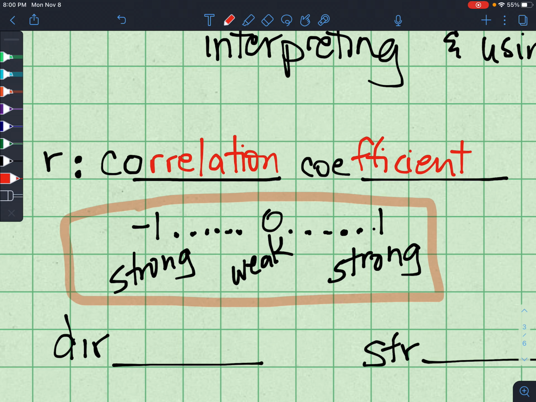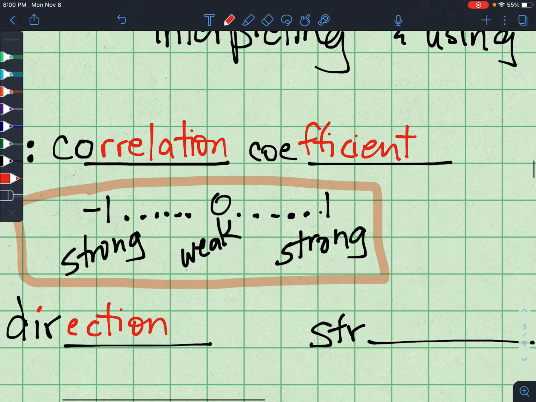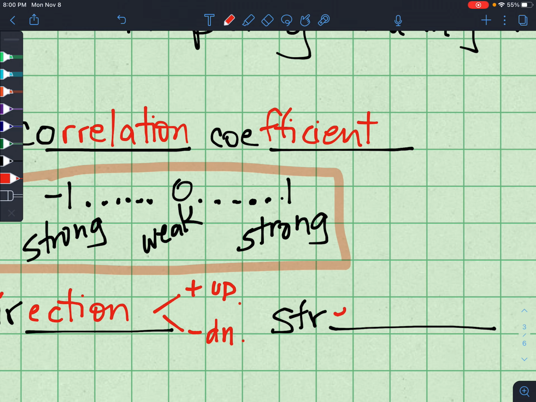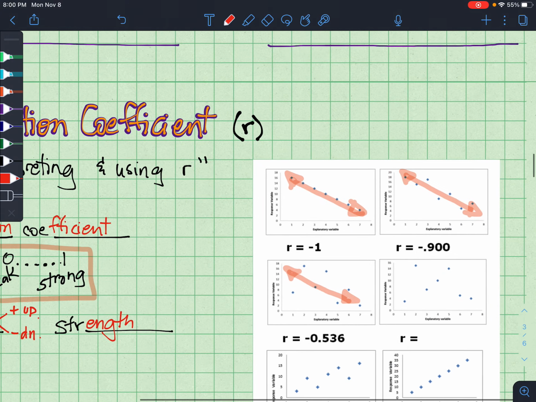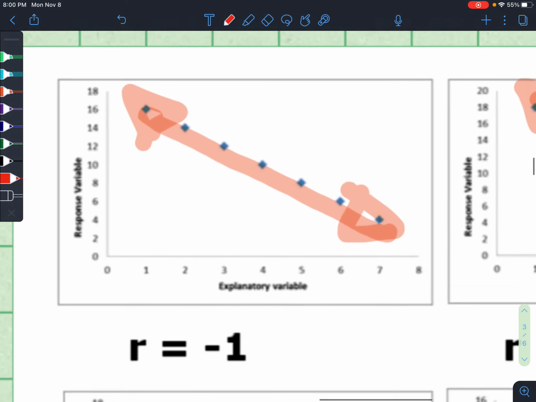So it tells us two things. It tells us direction. Remember yesterday we talked about positive and negative, whether we're going up or down. So we might make those little two notes. And then it tells us, obviously, the strength of the relationship between the two variables. So here are some examples.